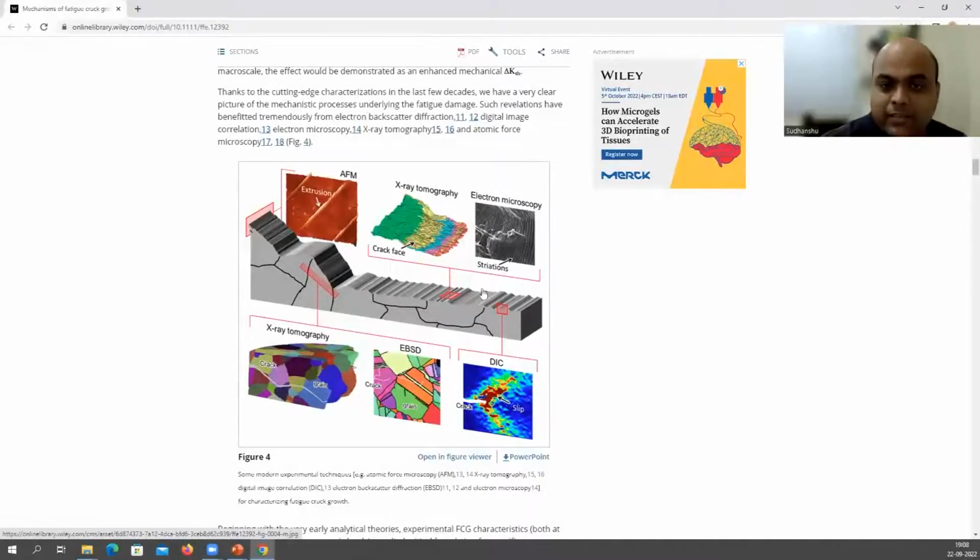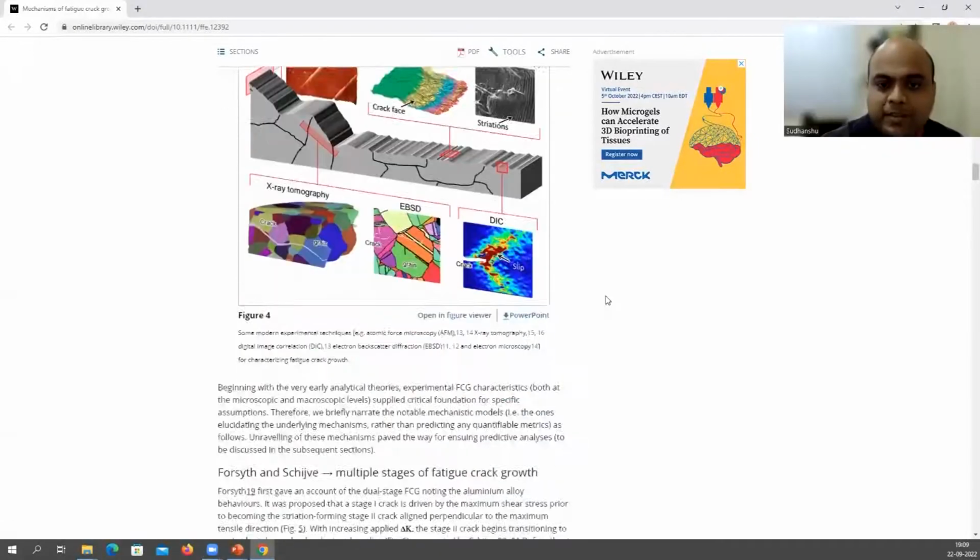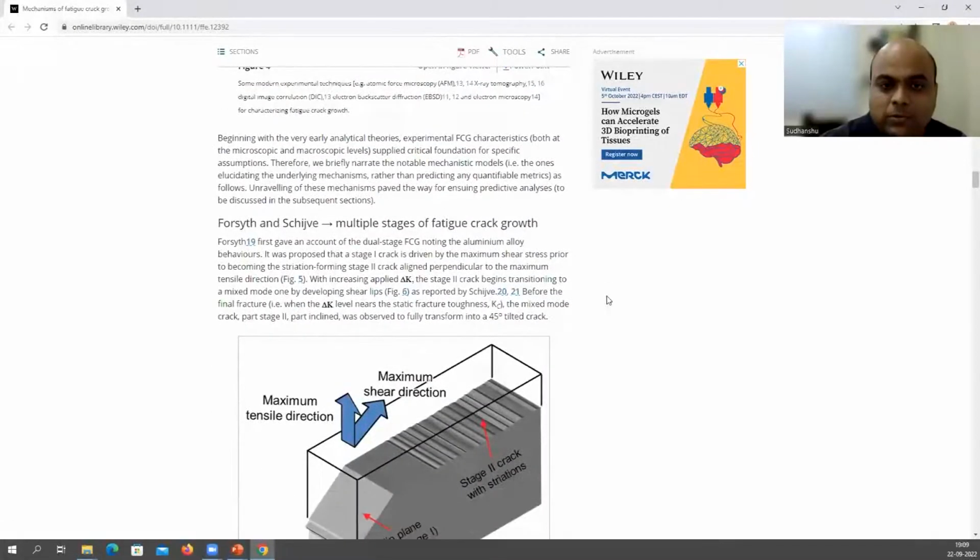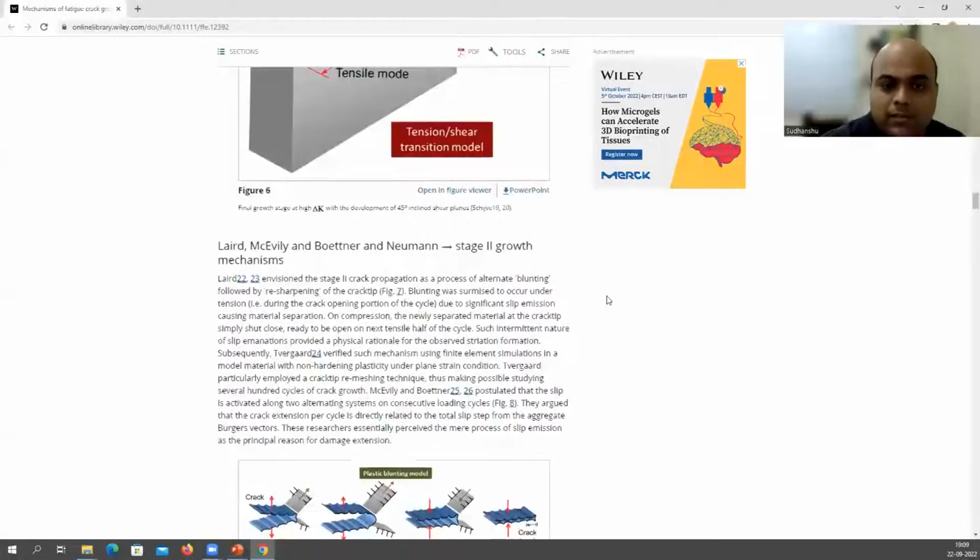Then you see an approximately flat region which is perpendicular to the loading direction. And these are striations. If you see the electron microscope image, these lines are striations. I will show you more images of striations. They are very fine ridges on the surface, and each striation will correspond to one fatigue cycle. We just discussed that. Now about the models.